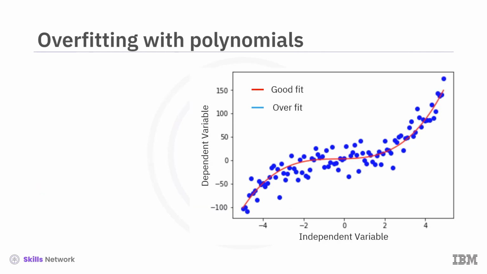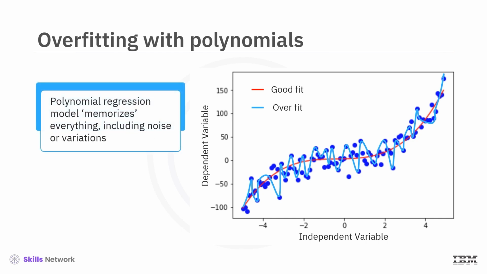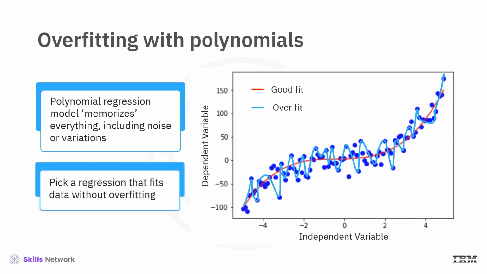you can simply use ordinary multiple linear regression to find the best fit parameters. Given any finite sets of points, it's always possible to find a polynomial of sufficiently high degree that will pass through every point. Such a perfect fit amounts to overfitting as seen in this chart. The polynomial regression model memorizes everything, including any random noise or large variations, rather than understanding the underlying patterns. It's important to pick a regression that fits the data well without overfitting. You don't need to capture every fine detail, just the trend.